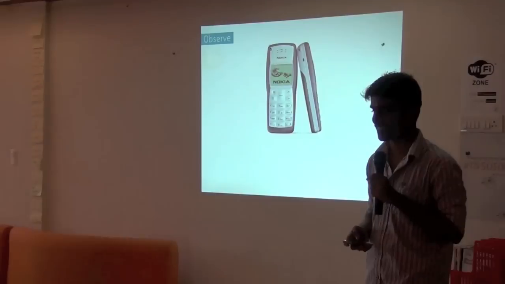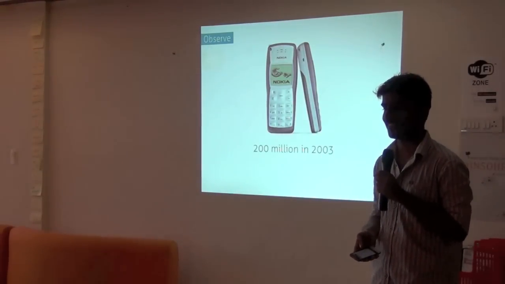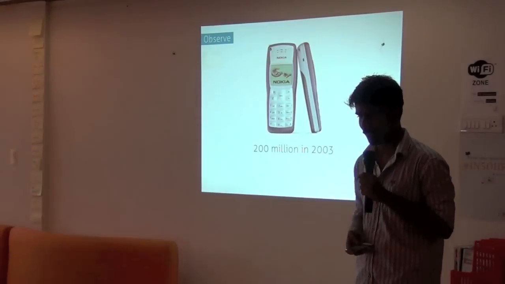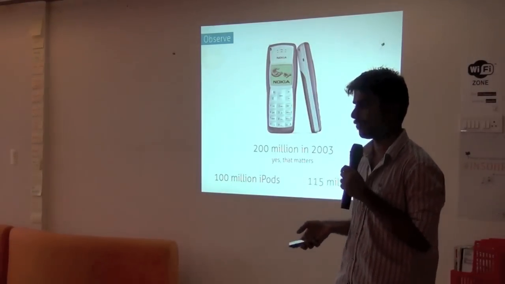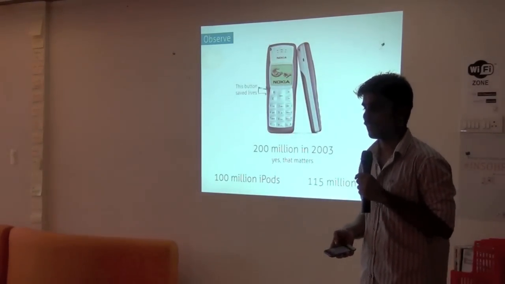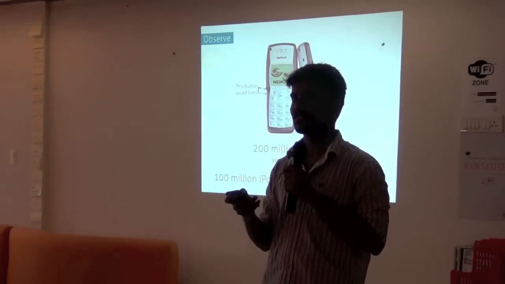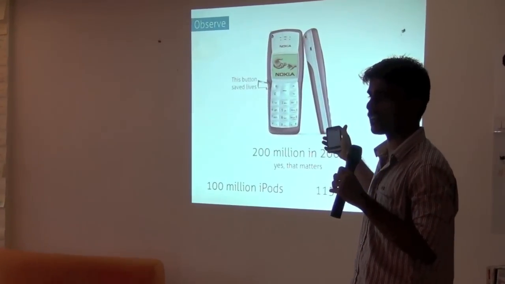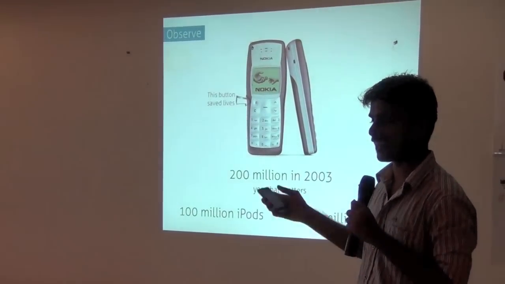It's really fast. This is a small stat: in 2003 it hit the market with 200 million users using this phone, which is comparatively high. Yes, that matters when compared to 100 million iPods and 15 million PS2s that were sold in the same year. So that button, it's easy to erase a message faster, you can type really fast. And look at that very simple scroll, you don't need to push or anything, it's very fast, okay.